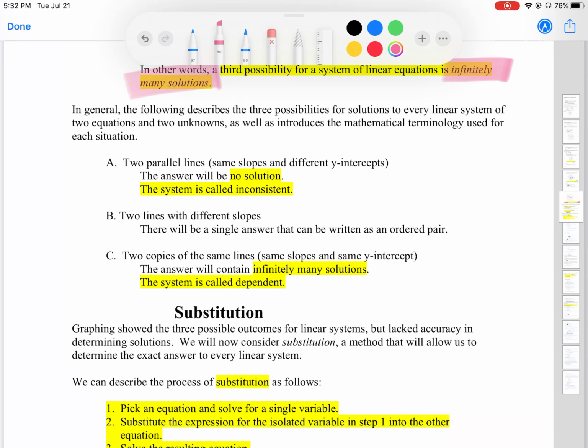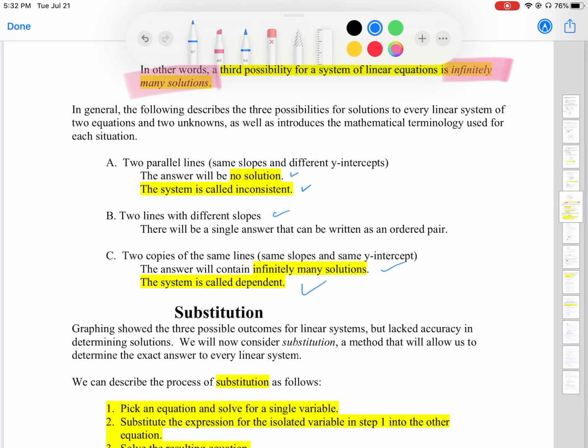In general, the following describes three possibilities for solutions for every linear system of two equations and two unknowns, as well as introducing the mathematical terminology used for each situation. A. Two parallel lines have the same slope and different y-intercepts. So if they have the same slope, we say that there's no solution and it's inconsistent. They can also have different slopes, and if so, there is an answer in an ordered pair. Also, our last option is it can be the exact same graph. And if so, there'll be infinitely many solutions, and it's called dependent.